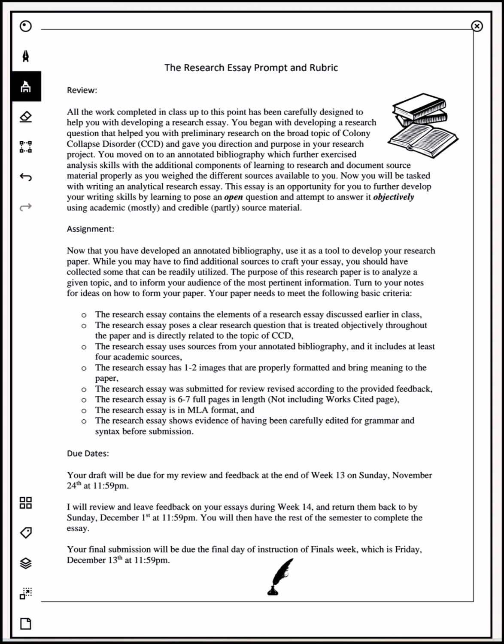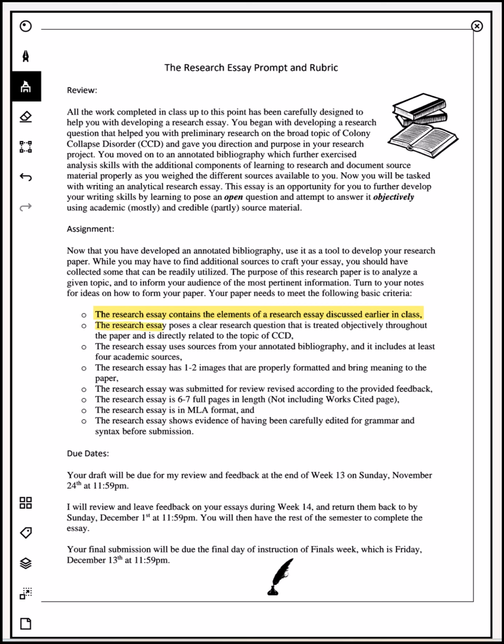So one of the first things that I'm going to be looking for is, does the research essay contain elements that we discussed earlier in class? And so that is going to take a look at what we discussed when we talked about the research question, and we'll review that in another PowerPoint in this class.